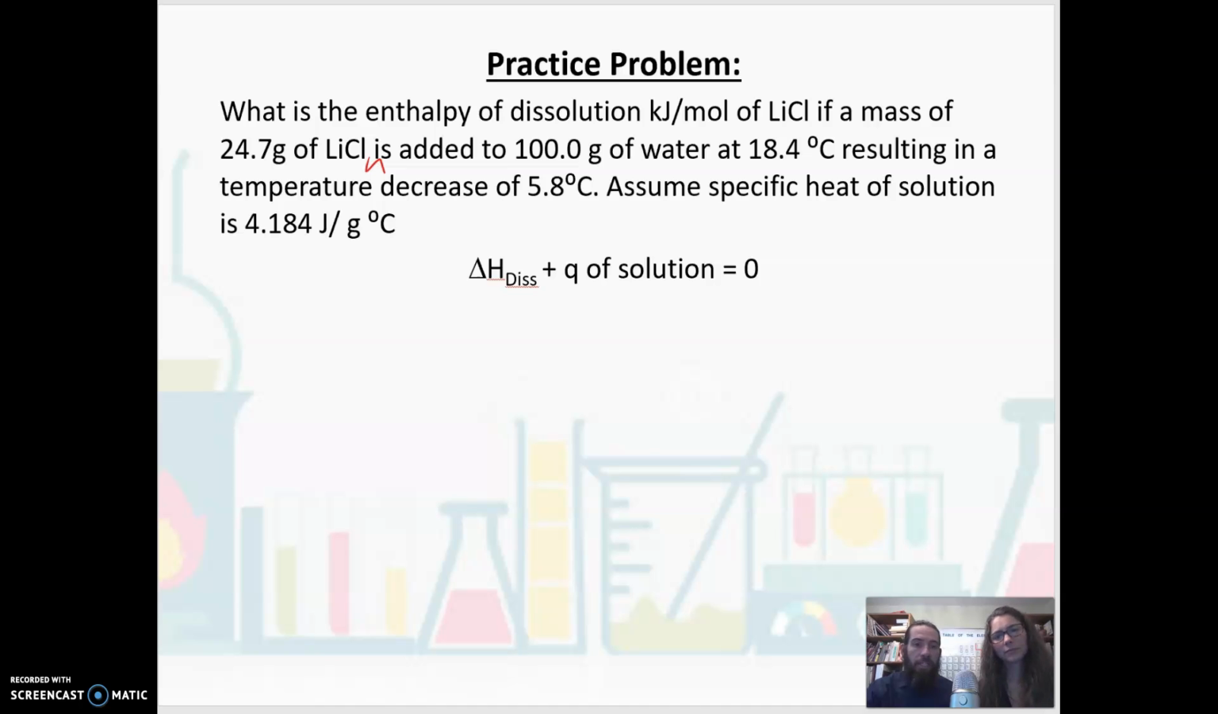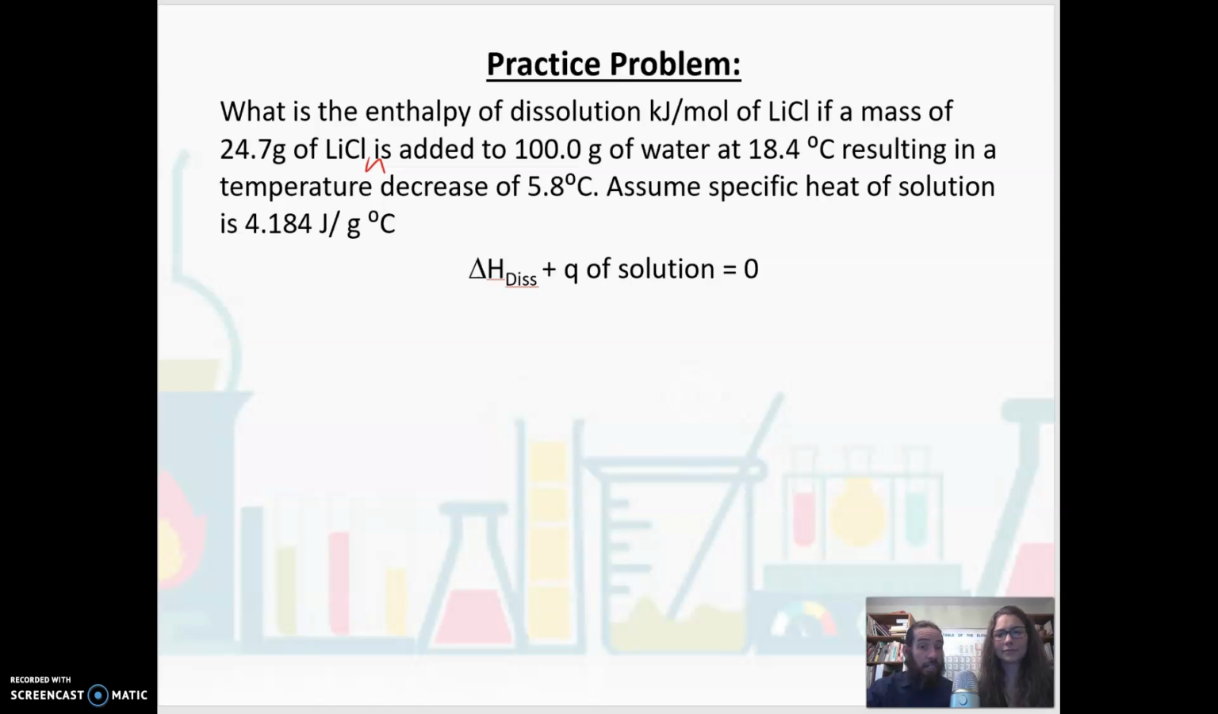So you're going to want to convert your mass to moles. We're adding this to water. This looks like it's a dissolution. It is enthalpy of dissolution. It says it right in the question. So we're going to dissolve the lithium chloride into the water. So our solution is going to consist of both the mass of the water and the lithium chloride.